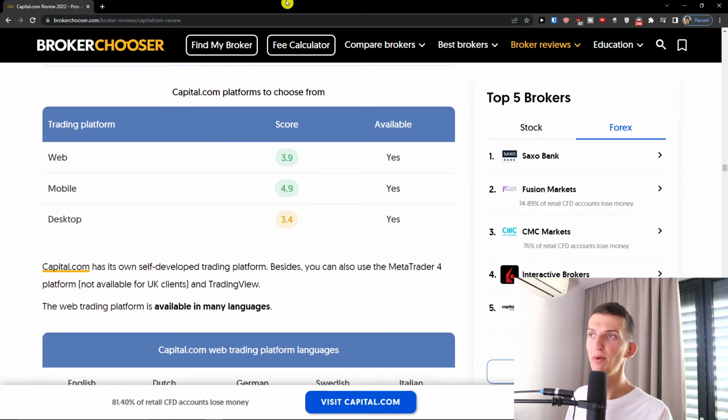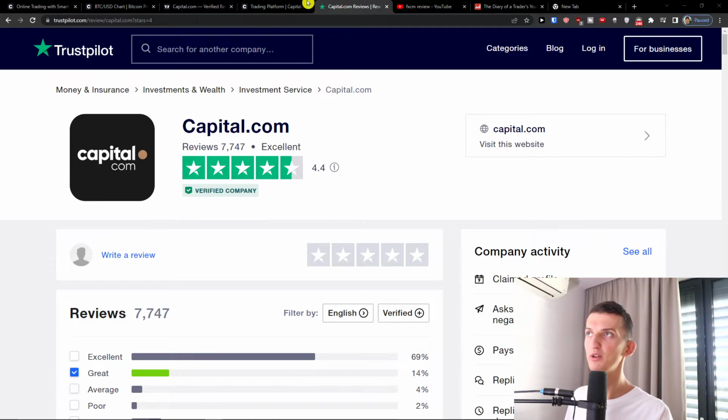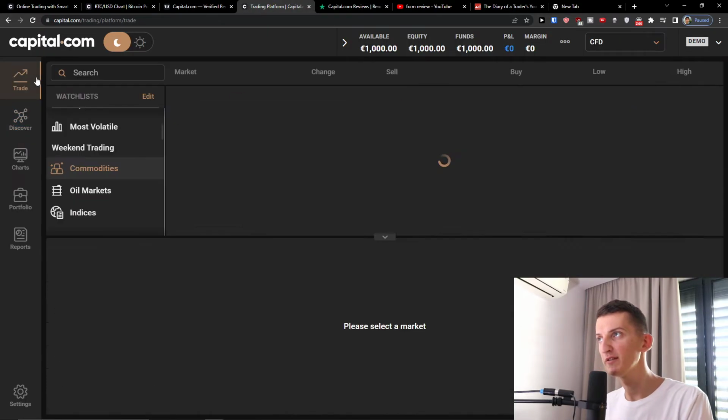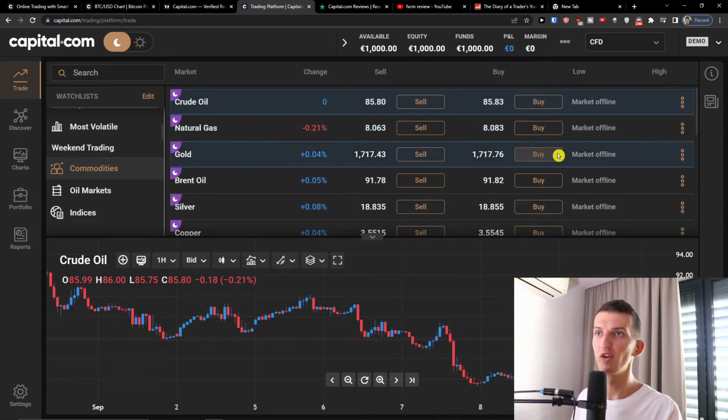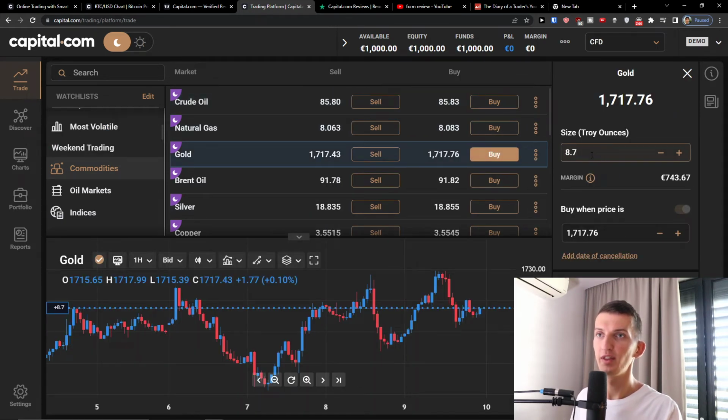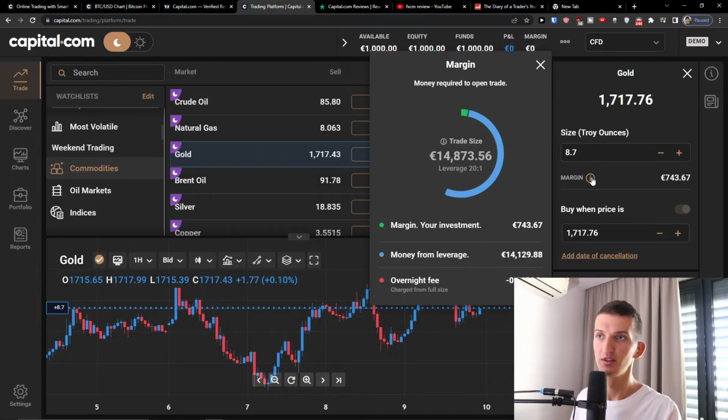And you can see right here that you can easily add money to your account. And other than that, even the mobile and web is pretty good, and I want to show you around here. So when I come here to the trading platform, I can simply click trade here, and let's say I have commodities, right? I have gold, and let's say margin 20 to 1.